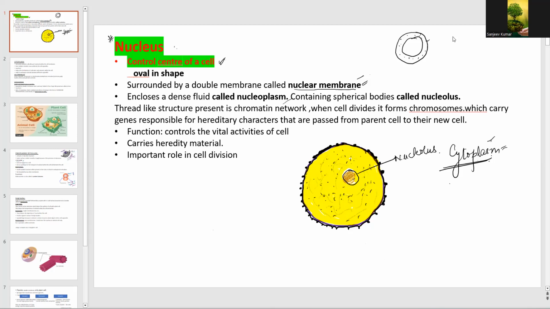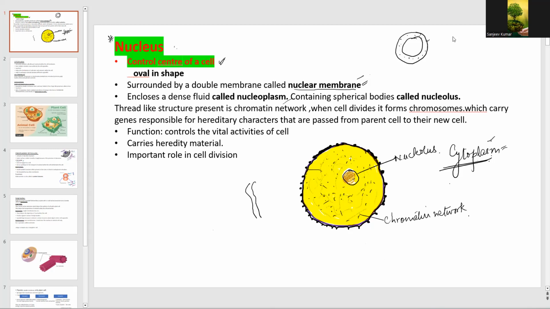Now the thread-like structure which is present in the nucleus is the chromatin network. These are the chromatin networks. This thread-like structure is present inside this nucleus, the chromatin network. When the cell divides, now what is actually the function of this? When the cell divides, it forms chromosomes.